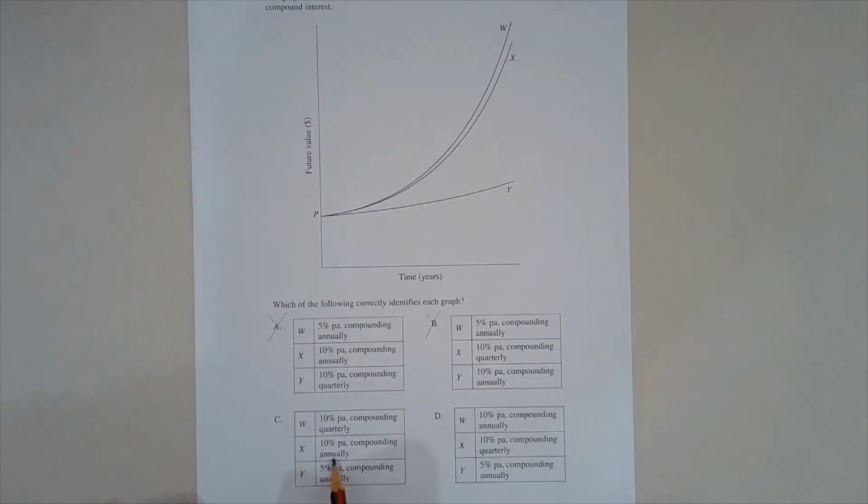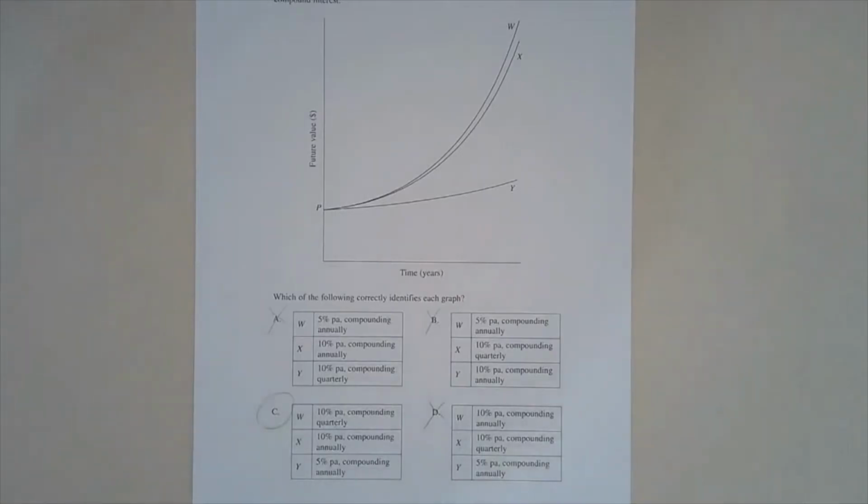The more often something is compounded, given the same principal and the same interest rate per annum, the higher the future value. Here W is compounded quarterly, X is compounded annually. Whereas in option D, W is compounded annually, X is compounded quarterly, so this would imply that X should be higher than W, so it can't be D. The answer is option C.